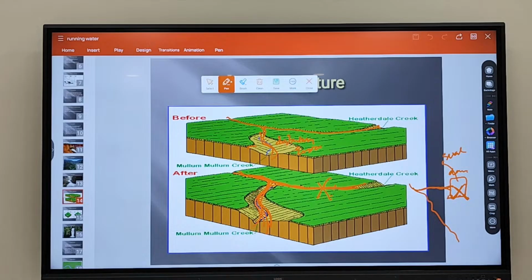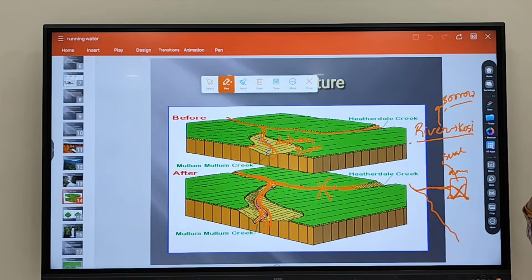For example, you will find a river called the Kosi River. Kosi River is flowing in Bihar, and this river is called the sorrow of Bihar. Why is it called the sorrow of Bihar?